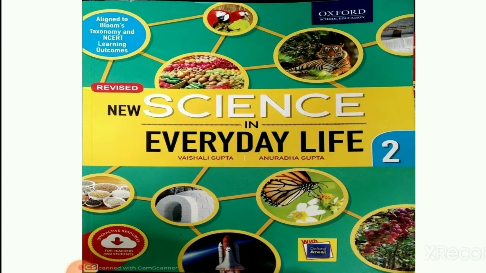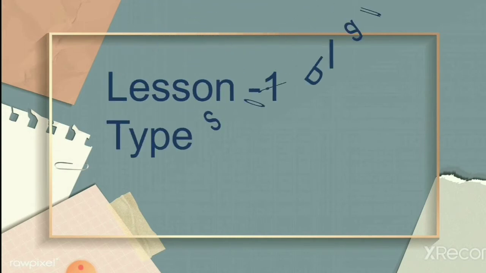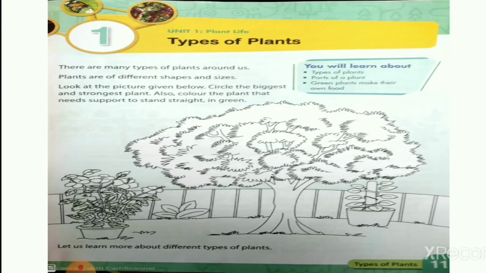This is the index page where all the lesson names are written. The contents are written: which chapter is there, and which lesson is in that chapter, etc. So we are going to do unit 1, plant life, and in that, lesson number 1, types of plants. Lesson 1, types of plants.